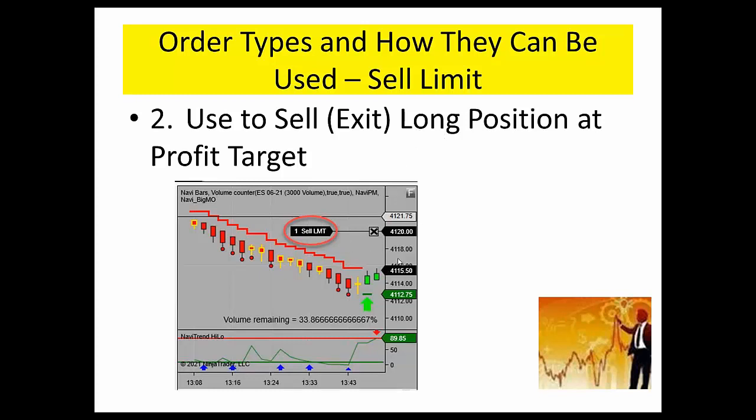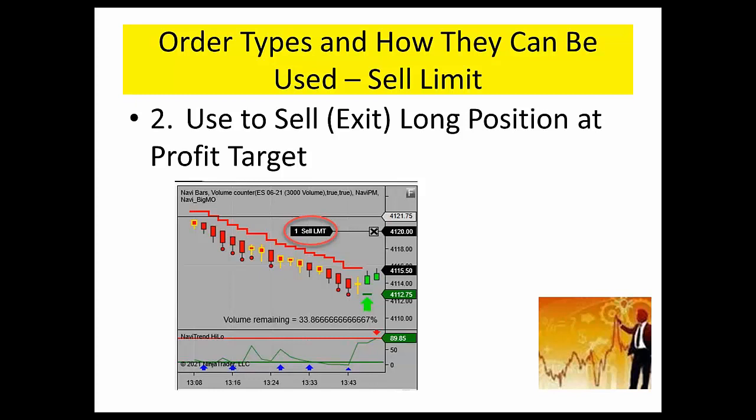Let's assume that we are in a long position right now. We want to get out of the trade when we get to 41.20. So we place the sell limit order at 41.20. Currently we're at 41.15.50, so we've got about a 5-point move up there for the profit target. All right, so that's a sell limit order.